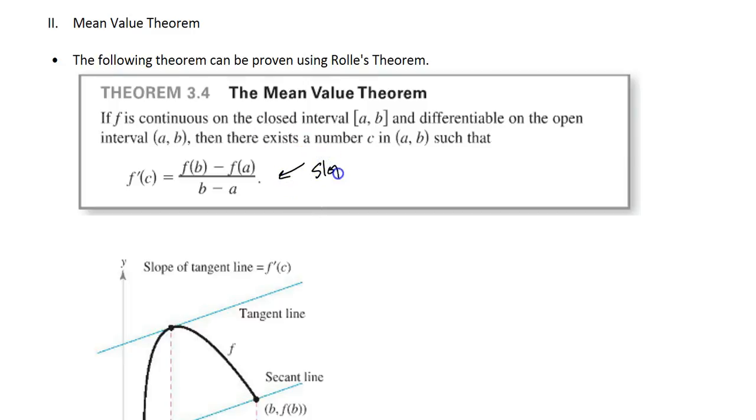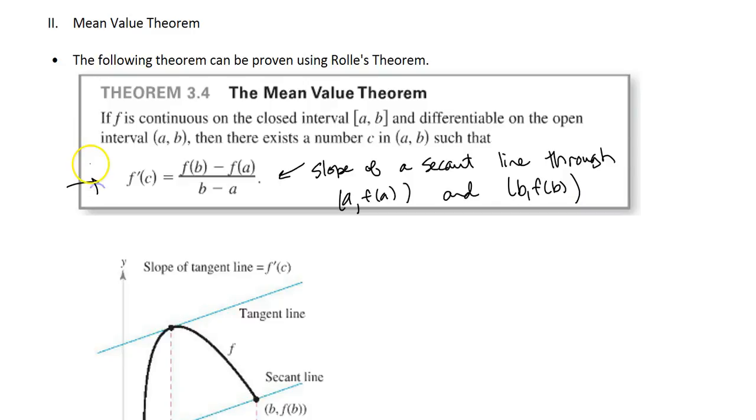Now, these two sides of this equation should look pretty familiar. This would be the slope of a secant line through the points (a, f of a) and (b, f of b). And this side right here is the slope of the tangent line to f at x equals c.